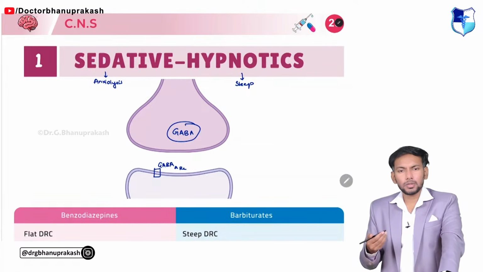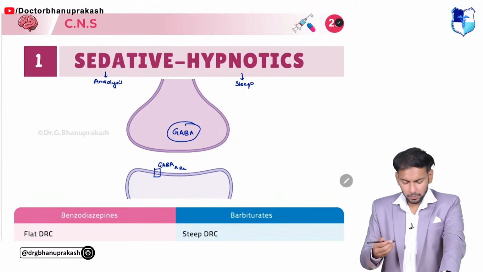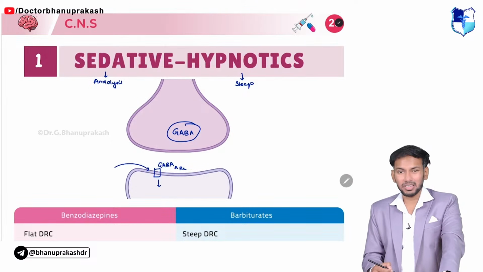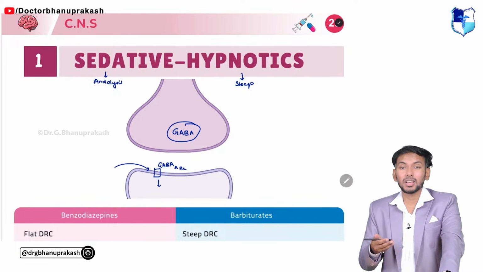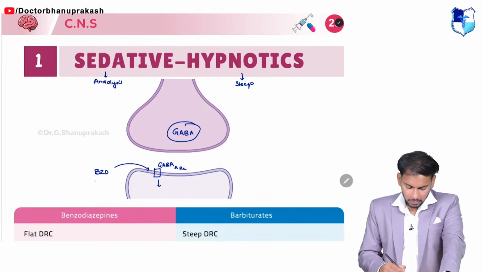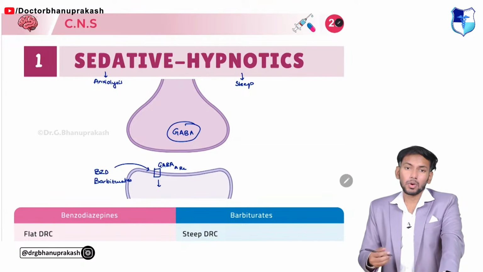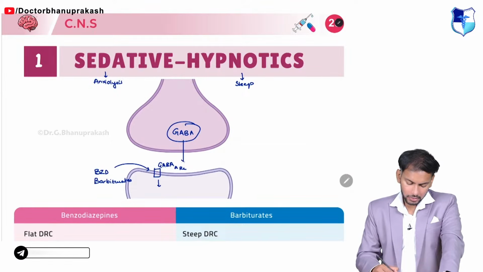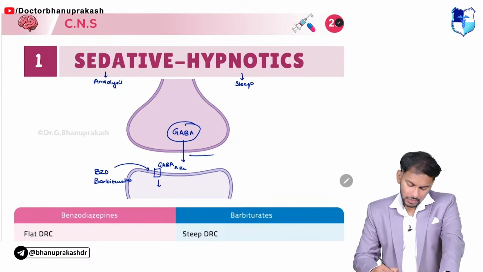Now, to do this, what are the drugs that we can use? If we directly stimulate the GABA A receptor, will you not see the effects? Yes, you will. So, what are the drugs that directly affect the GABA A receptors? These are benzodiazepines and barbiturates. Now, what about GABA? When GABA is released, it acts on GABA A receptors.